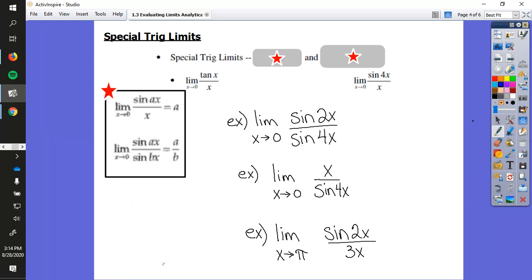Then we're going to go through a few more examples. You'll see the complex fractions. We mentioned that in the other video, and so we're going to look at an example of that. But let's jump in and look at the special trig limits here.